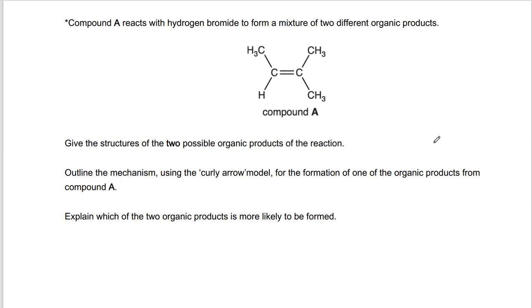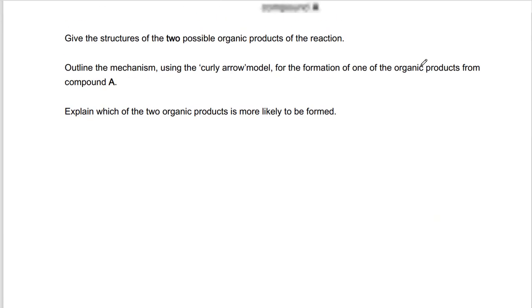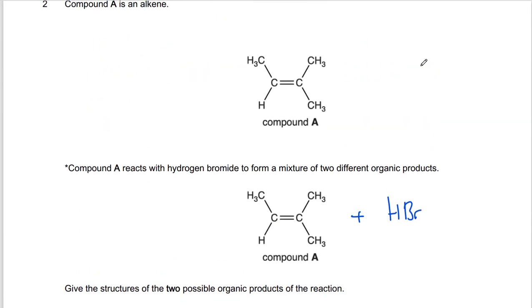They give you compound A, and they are going to add hydrogen bromide. So compound A reacts with hydrogen bromide, so let's put it here, plus HBr, and it forms a mixture of two different organic products. Nice and straightforward. Give the structure of the two organic products, outline the mechanism for the formation of one of the organic products from compound A, and explain which of the two is more likely to form. So lots of stuff going on here. It's a 6-mark question, so it's quite in depth.